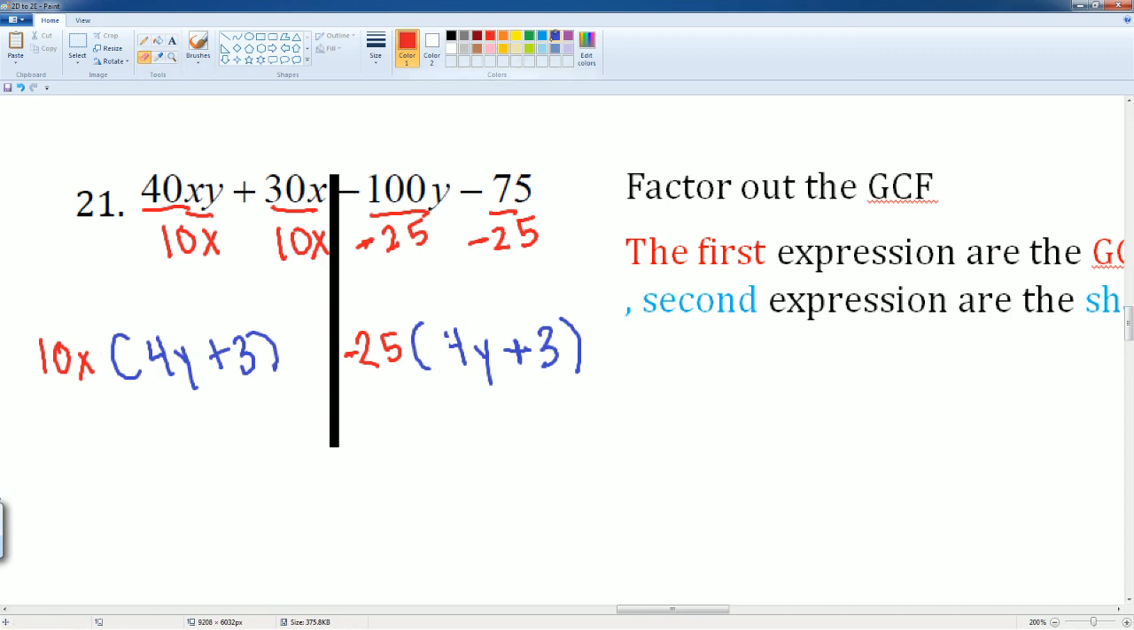So the shared term is the value of 4y plus 3, and then you have your shared GCF, which is just 10x minus 25. That's your GCF. So there you go. You just factored out 21.